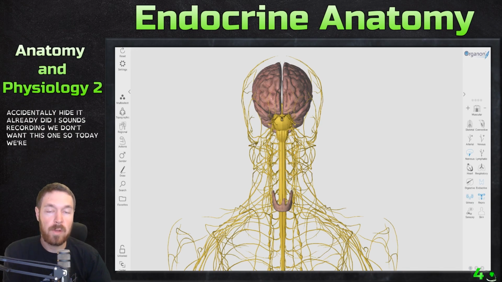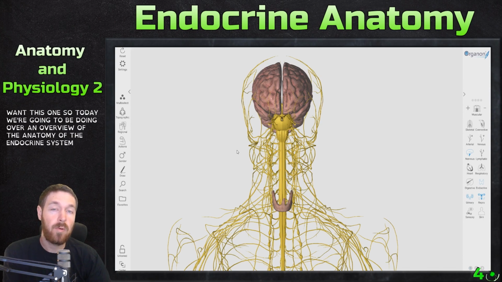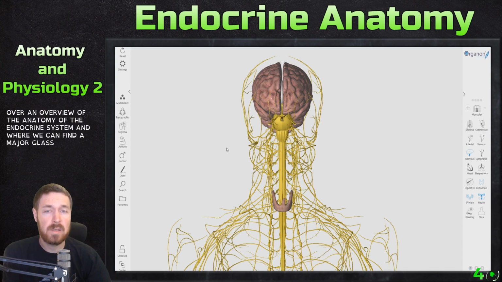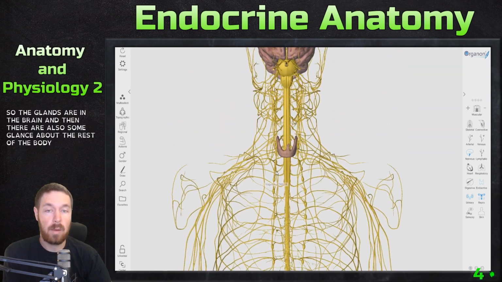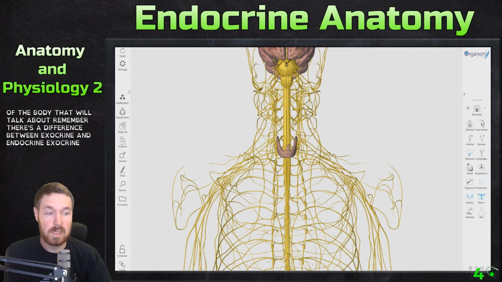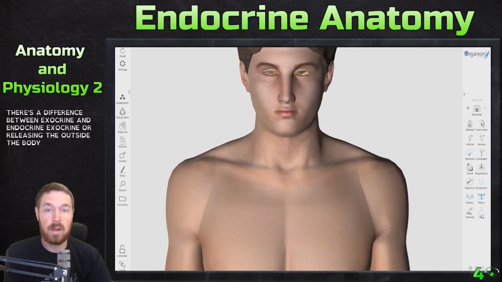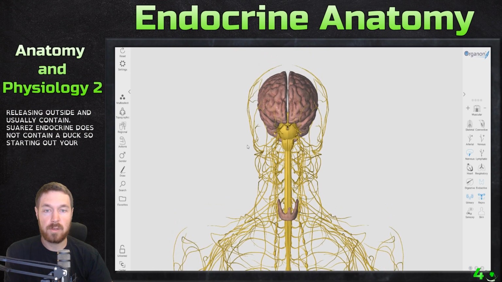So today we're going to be going over an overview of the anatomy of the endocrine system and where we can find the major glands involved. So the glands are in the brain, and then there are also some glands throughout the rest of the body that we'll talk about. Remember, there is a difference between exocrine and endocrine. Exocrine are releasing to the outside of the body. So if I threw the skin on here, exocrine would be releasing outside and usually contain ducts, whereas endocrine does not contain a duct.